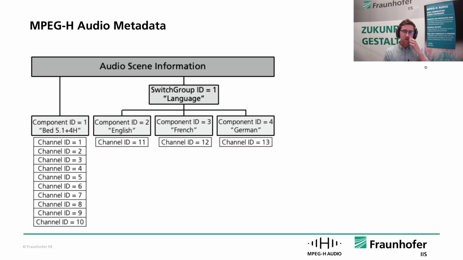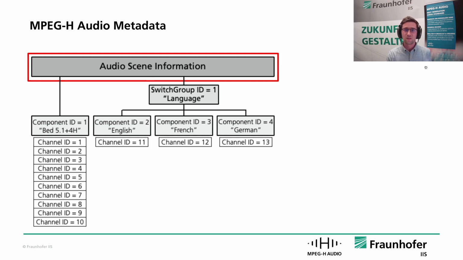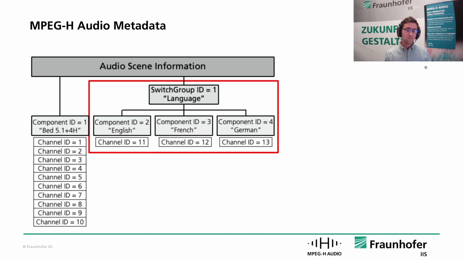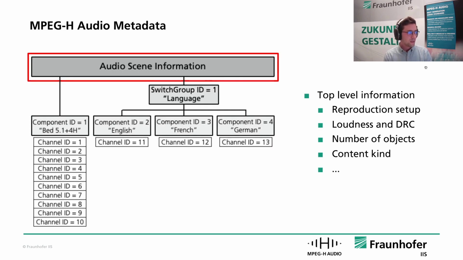But first of all, let us have a quick run through the metadata and what actually is part of MPEG-H metadata. First of all, we have something which is called audio scene information. Then we have something which is called components, and you can see that components consist of different audio tracks and channels, obviously. And then we have something which is called a switch group, which combines some components and some audio tracks. So let us have a look into what this actually is.